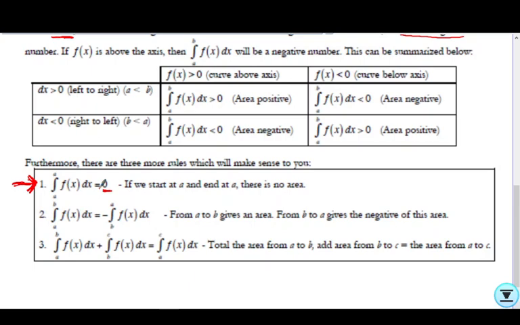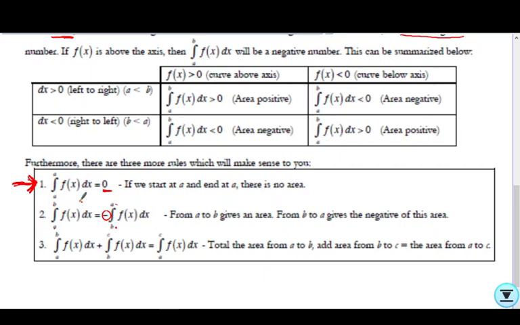Now, we just talked about this. If our integral goes from a to b, and we switch our starting point and our ending point, if we reverse our limits, we actually are changing the sign. So if you reverse your limits, it makes it negative, or changes the sign. If it was originally positive, it becomes negative. If it was originally negative, it becomes positive.